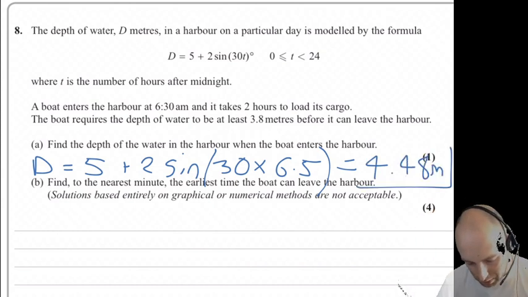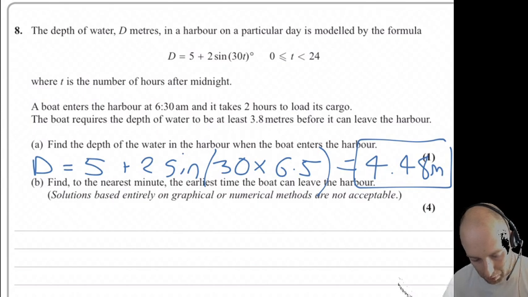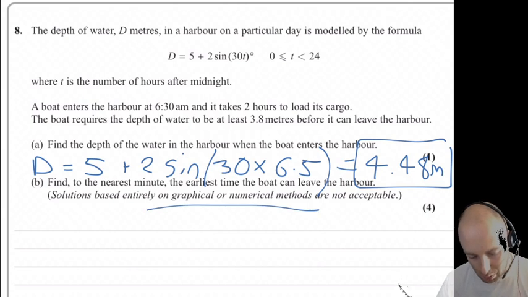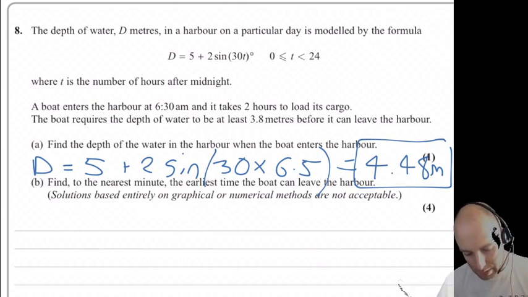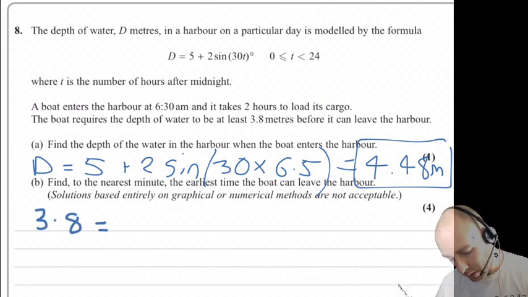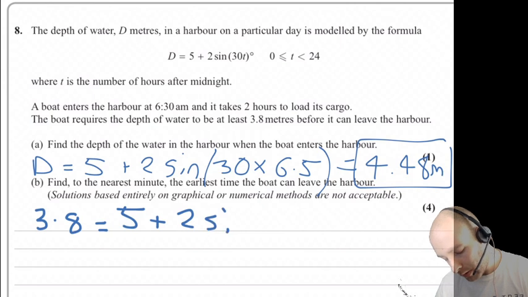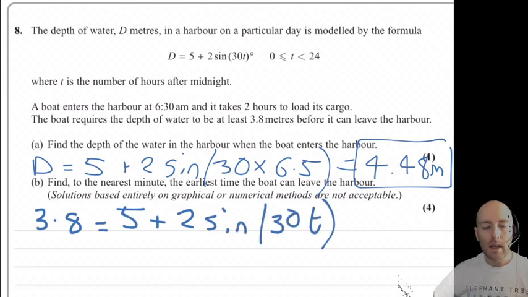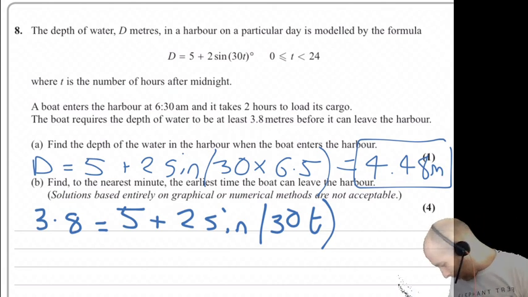Okay, find the time to the nearest minute of the earliest time the boat can leave the harbour. And it says here we can't just use a graphical calculator, so we need to solve it. So the depth needs to be at least 3.8 meters. Cool. t is time after midnight. Okay, so we're going to put 3.8 equals 5 plus 2 sine 30t. Going to solve this to find t, and then try and translate that to a time after midnight.